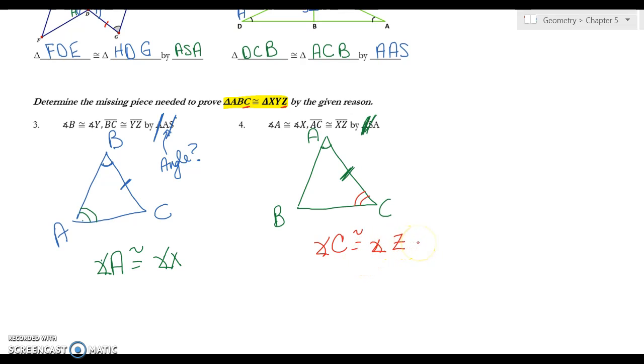All right, so remember with angle, side, angle, the side is squished. Angle, angle, side, the side is outside of the two angles. And when you're doing these, finding a missing piece, it's going to be very helpful for you to actually draw the picture of one of the triangles.